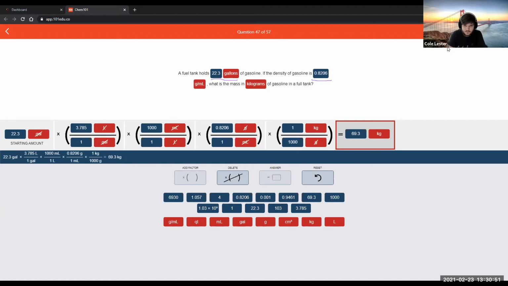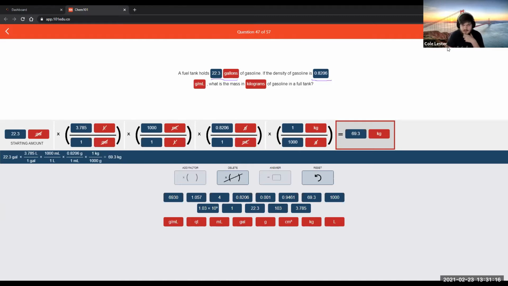So we can ask ourselves which one of these is an equivalency. 22.3 gallons only has one unit, so we know that's not an equivalency, which means we can start with that. Whereas 0.8206 grams per milliliter is, because it's saying for every 0.8 grams, it's equal to 1 milliliter.